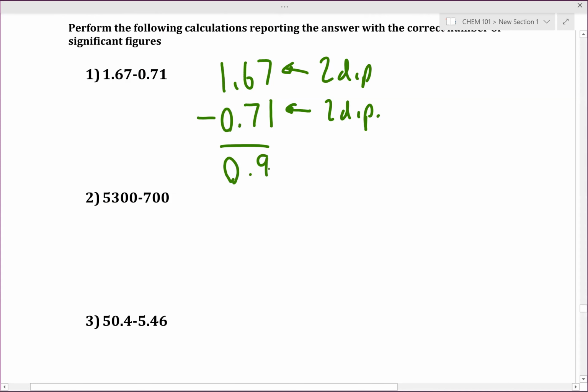Now, does anyone notice something a little bit funny about this answer? There's nothing wrong with it inherently, but notice how we started with a number with how many significant figures? 3. And how many significant figures does our answer have? 2. This is not uncommon. When you add or subtract numbers, you can quote unquote gain or lose sig figs in some cases. As long as you're following the significant figure rules for each step, you're in the clear.